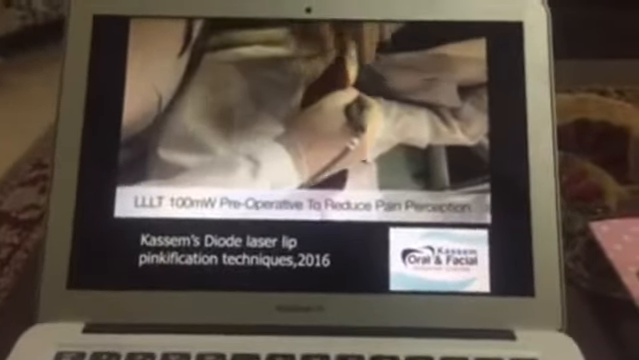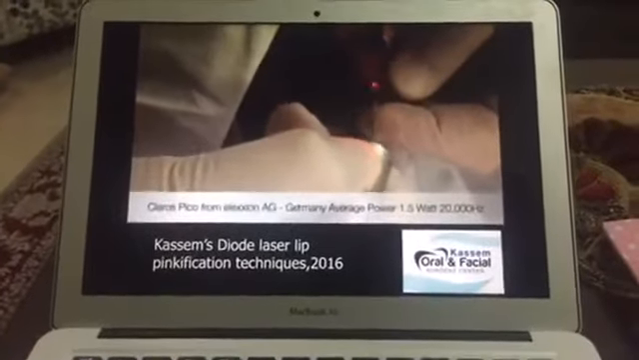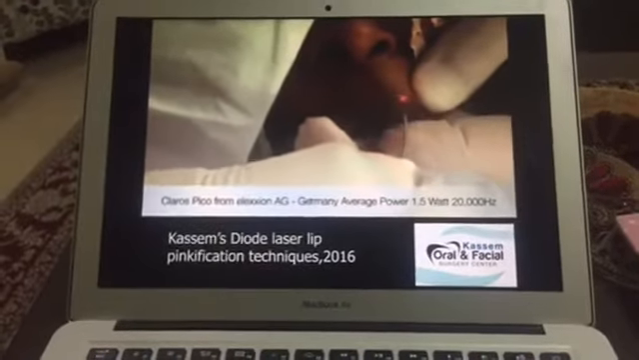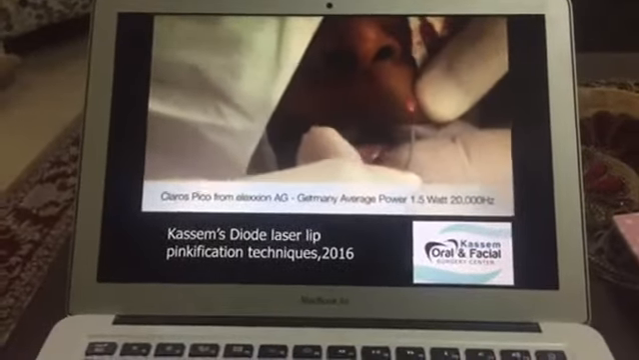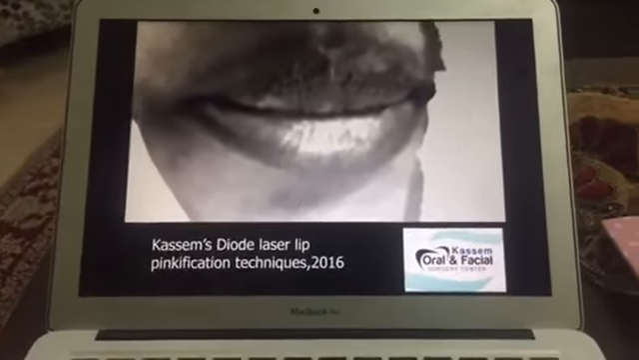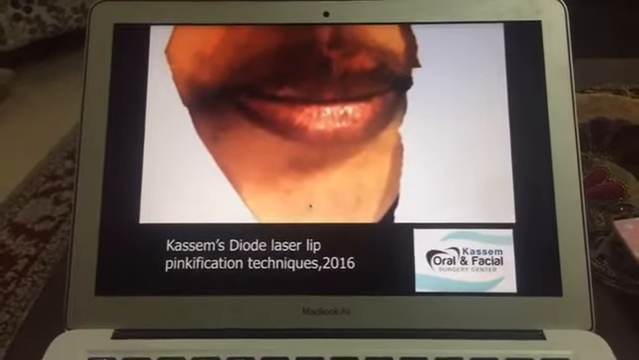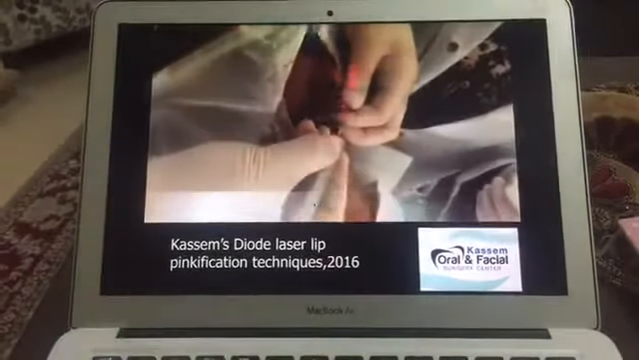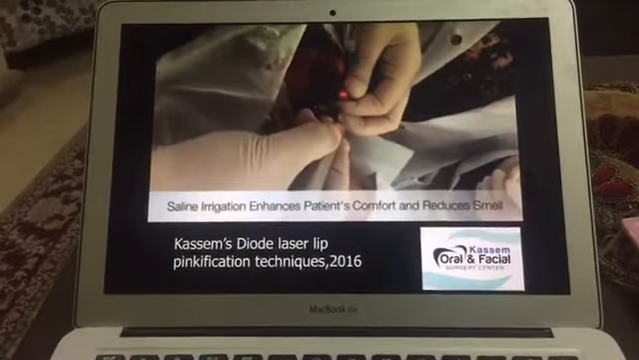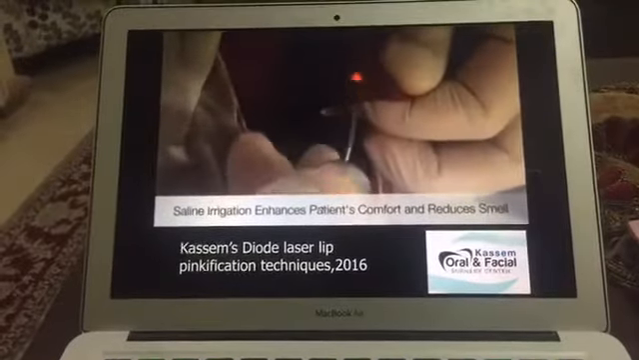This is my technique in lip depigmentation. I start with low level laser, which decreases the post-op pain for the patient. And now I go in the lips. You have to take care during your work not to burn more of the lip, just aim at the pigment, and by your motion you follow Langer's line. During this I use saline irrigation to reduce the patient's pain and give more comfort.